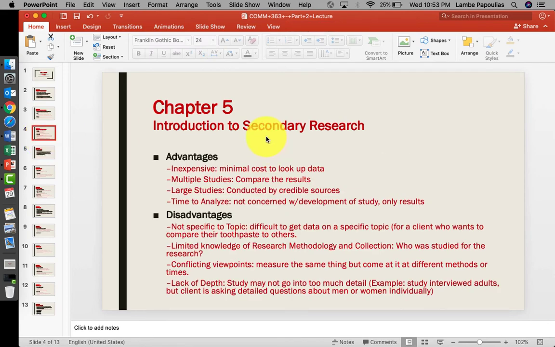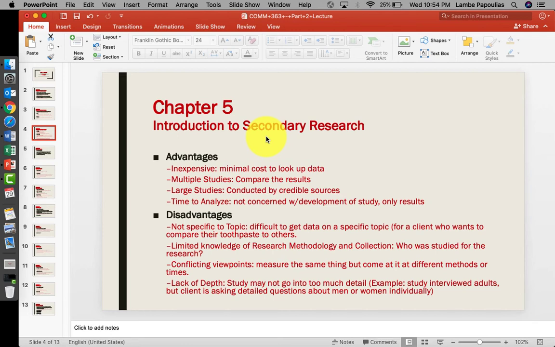So let's look at some advantages and disadvantages in detail. Advantages: it's inexpensive for secondary research. There are multiple studies most likely, so you can compare results of multiple studies. You also have large studies conducted by credible sources, and when you have large studies, you have a larger population size. In addition, you also have time to analyze. You're not really concerned with developing the study. You're only looking at results, so you have more time to look over it.